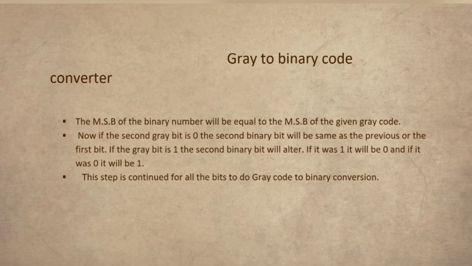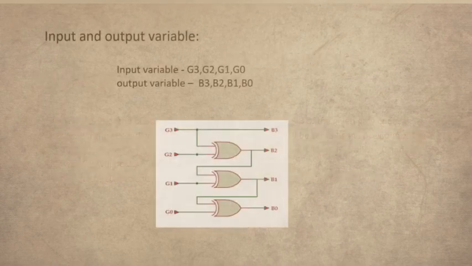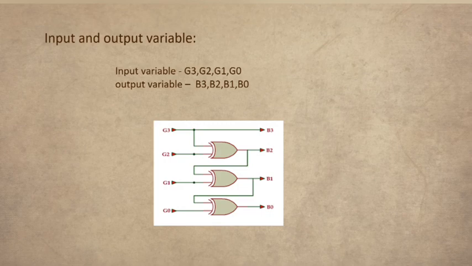Input and output variables. Input variables are G3, G2, G1, G0. Output variables are B3, B2, B1 and B0. This is the truth table for the gray to binary code converter. This is the Boolean expression for the gray to binary code converter. This is the circuit diagram.